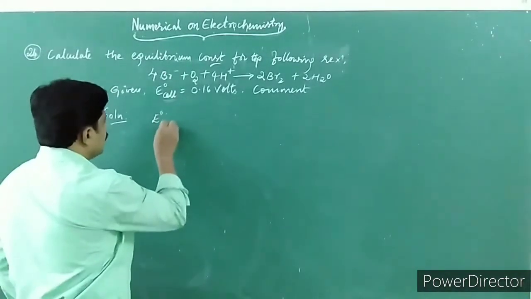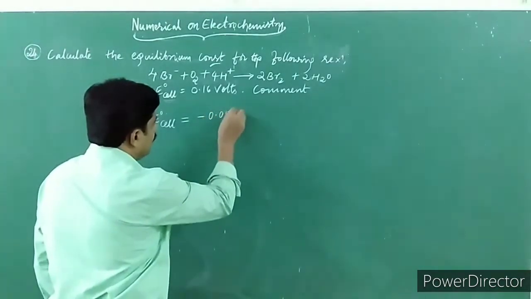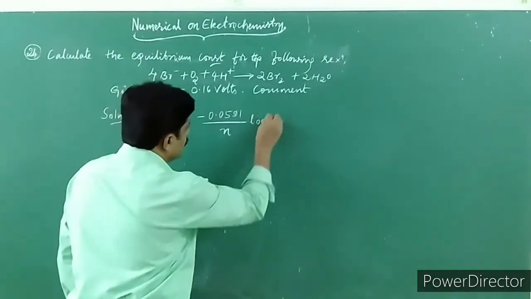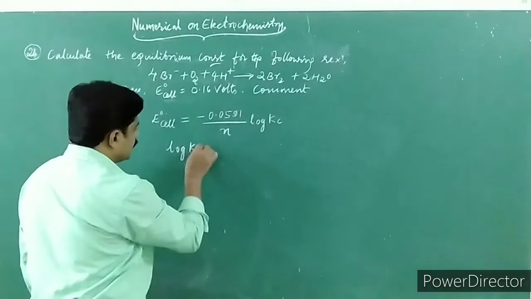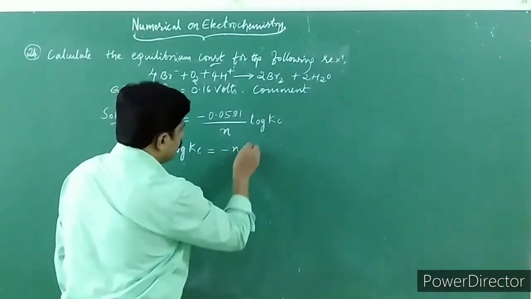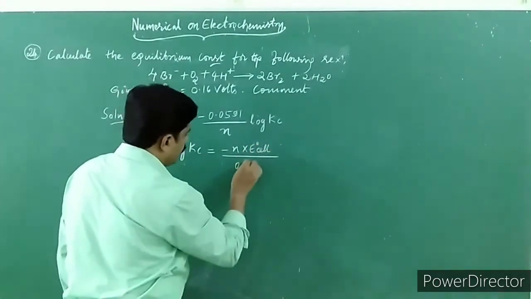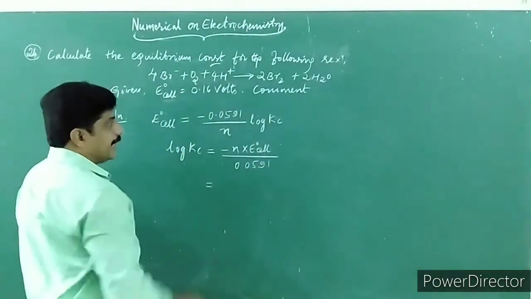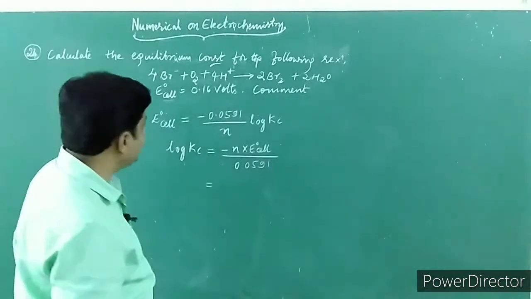E° cell is equal to minus 0.0591 upon n into log Kc, or log Kc is equal to minus n into E° cell upon 0.0591. Children, what is n here? n is nothing but the number of electrons being transferred here.